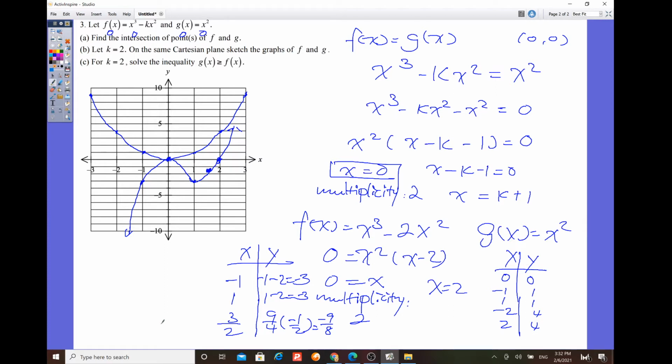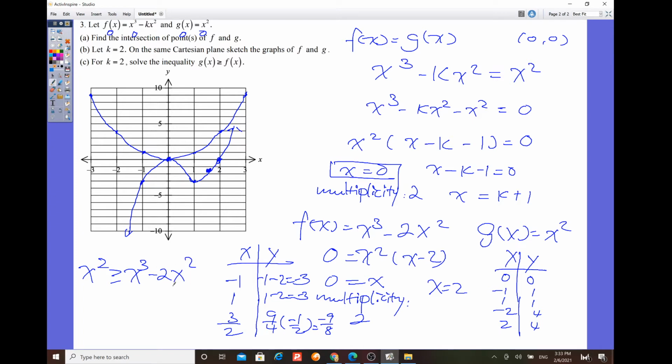Okay, so another part right here. For k equals 2, solve the inequality g of x is greater than or equal to f of x. This one is just like going back to what we did in the previous unit. So set those two functions, one greater than the other. So x squared is greater than or equal to x cubed minus 2x squared.